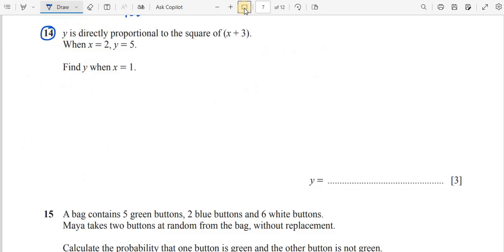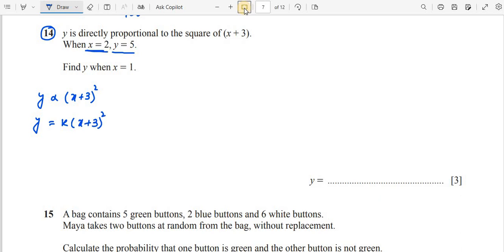Question number 14. Y is directly proportional to the square of x plus 3. When x is equal to 2 and y is equal to 5, find the value of y when x is equal to 1. So according to the given condition, y is directly proportional to the square of x plus 3, so y is equal to k into (x plus 3) whole square.